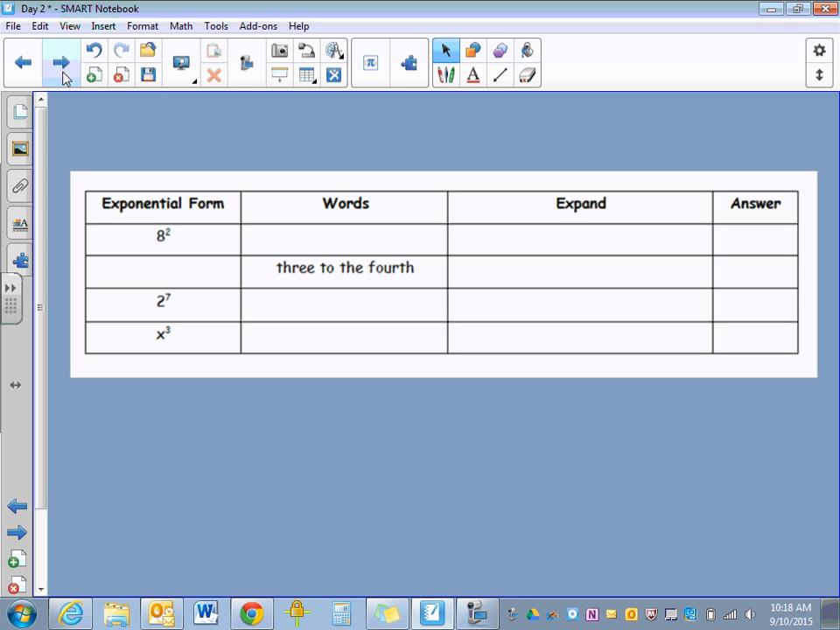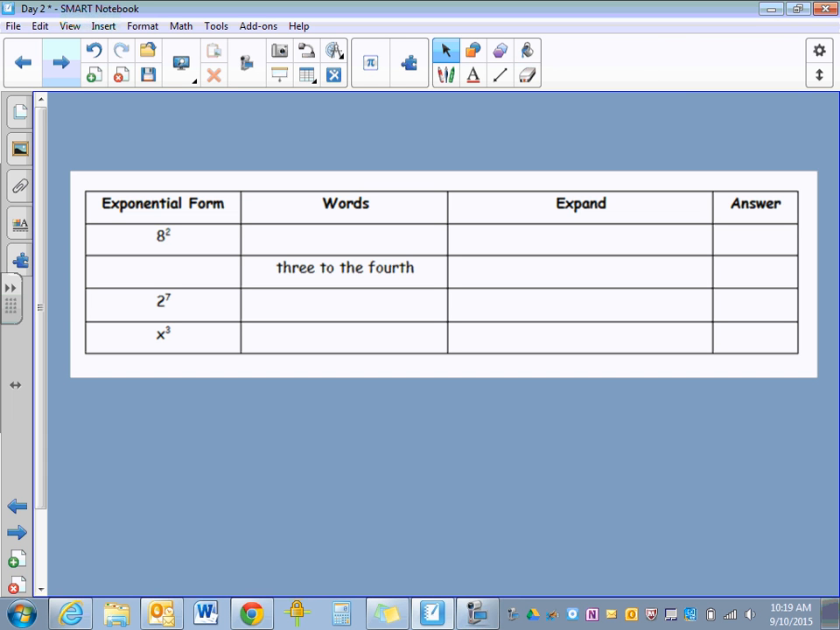Alright, so let's take a look at some examples of this. Writing it out in exponential form, meaning with the exponent. Write it out in words. Expand it out like we just did, and then what the actual value is. And so when it says here answer, you might also see the word evaluate, like we were talking about before.